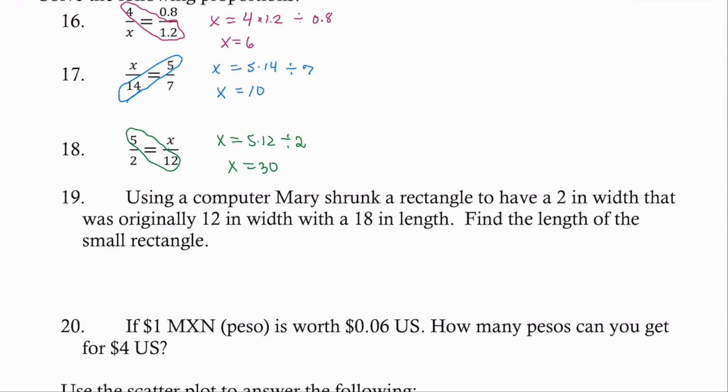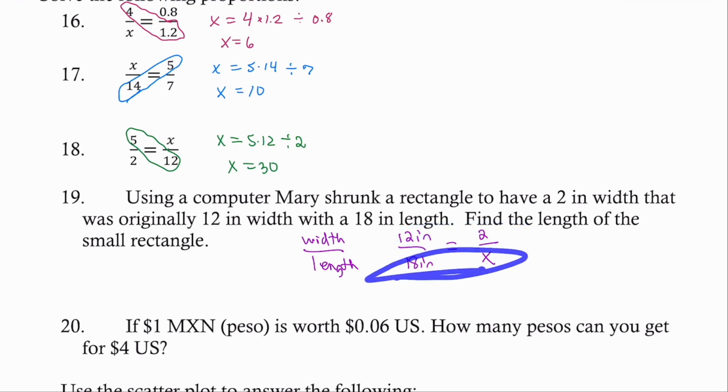So what I like to do is decide right off the bat how I'm going to set up my proportion. So I'm going to do width over length. So the original was 12 inches over 18 inches, and that's width over length. So we're going to have 2 inches for the shrunken one over x. The length is what we have to find. So you'll notice these are both width, these are both length. This is the original. This is the shrunken version.